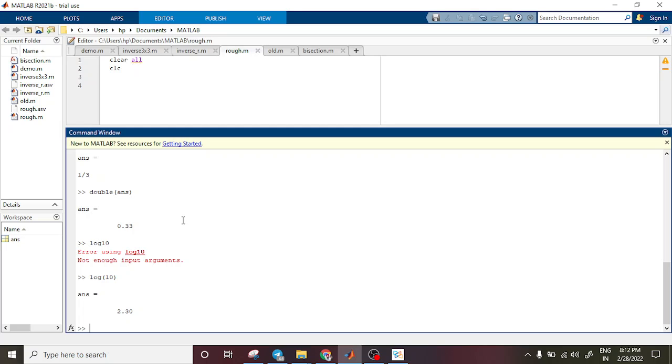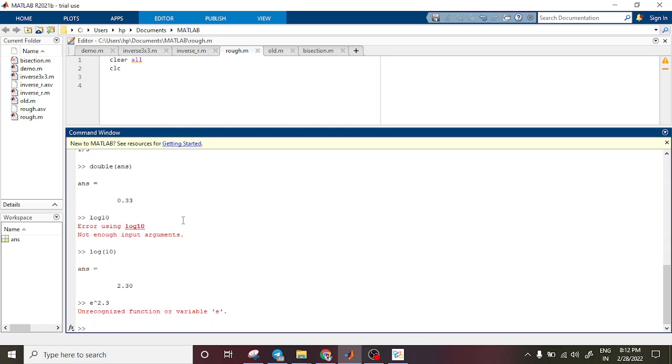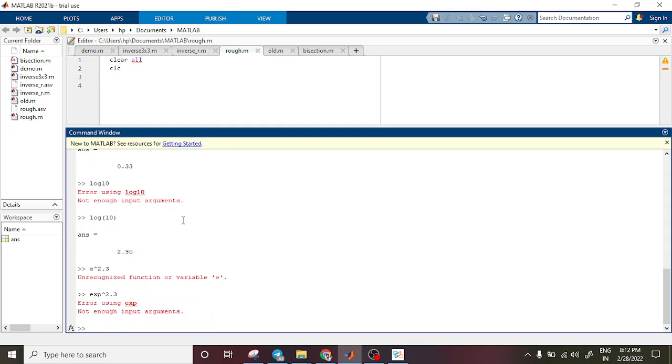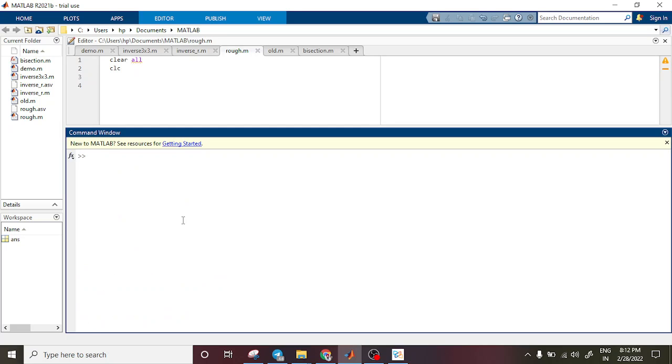So log 10, you can say that is 1. So why are they giving this one? Because log always uses the e value. So if I'm writing e power 2.3, it's not taking the exponent, exp power 2.3. So that one, CLC. Now log, so we are at log 10, you have to write down.